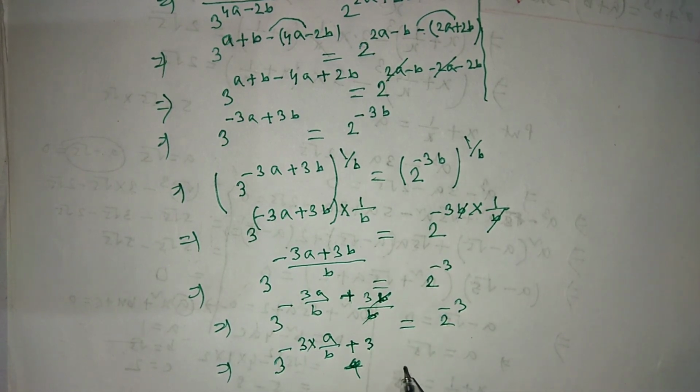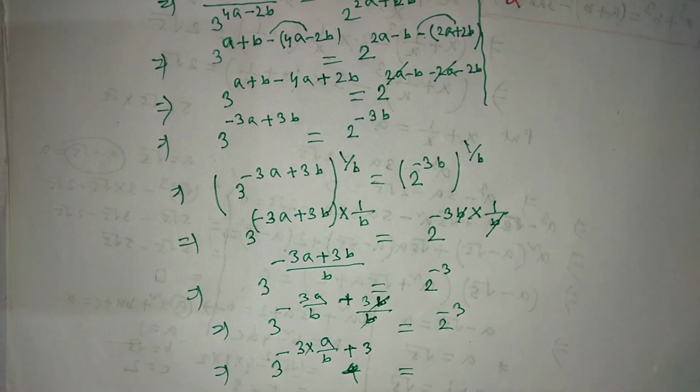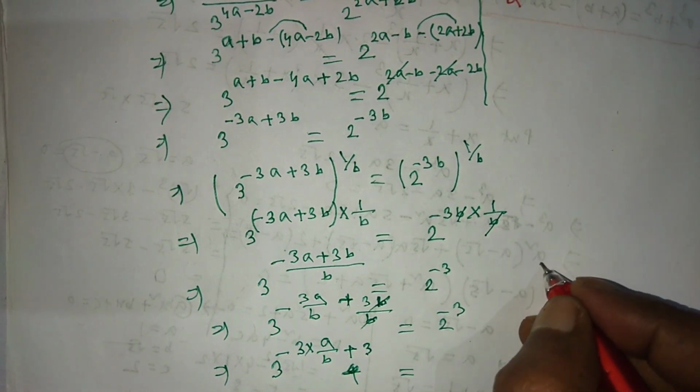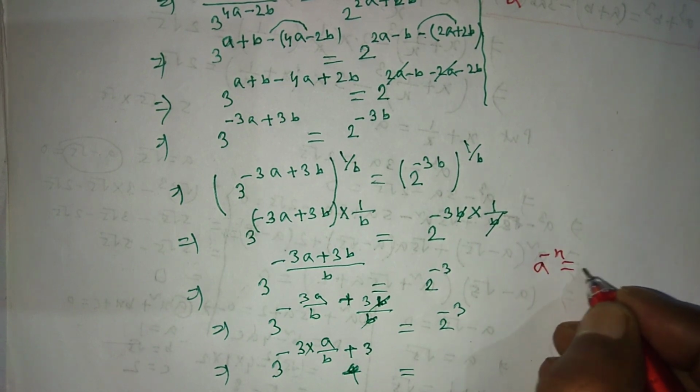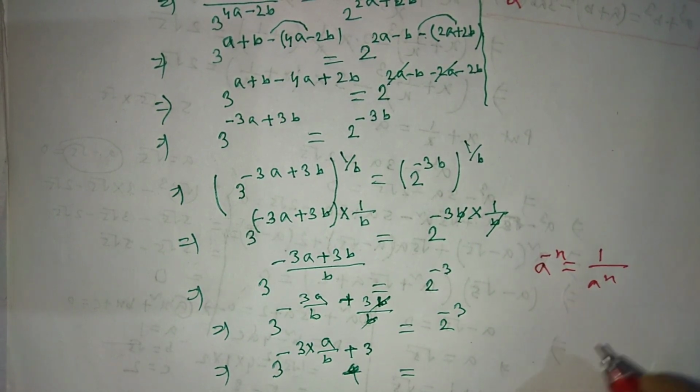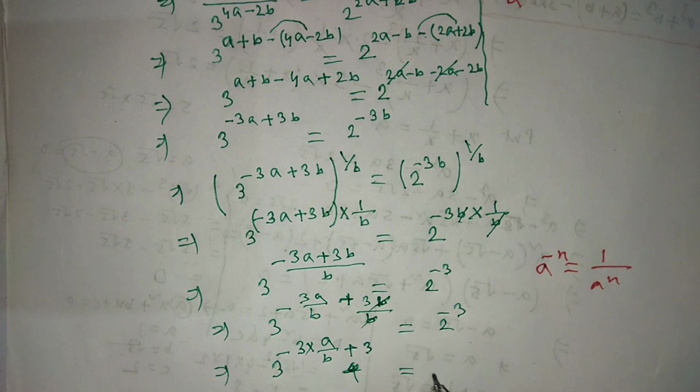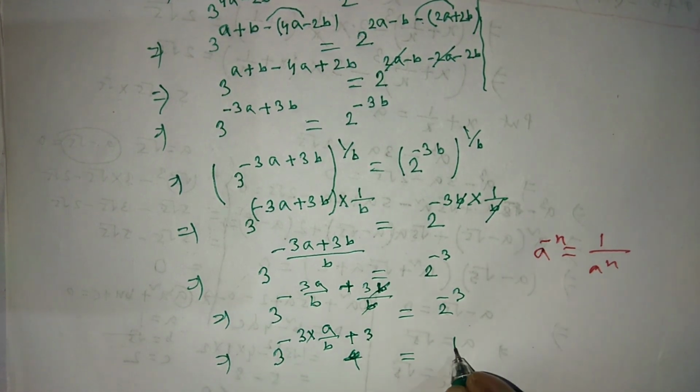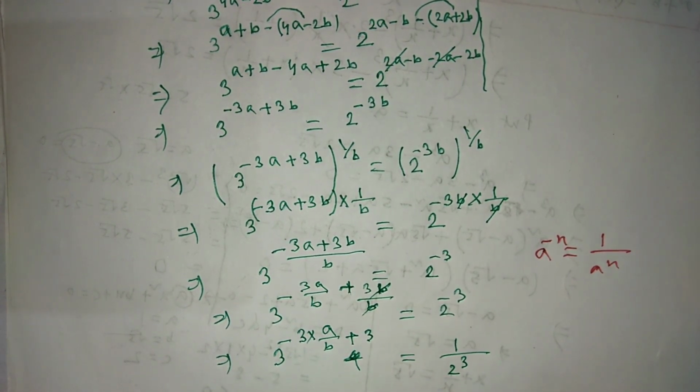Is equal to, so student, on the right hand side we have to apply the formula a to the power minus n, that means 1 by a to the power n. So we have to write in here 1 by 2 to the power 3.